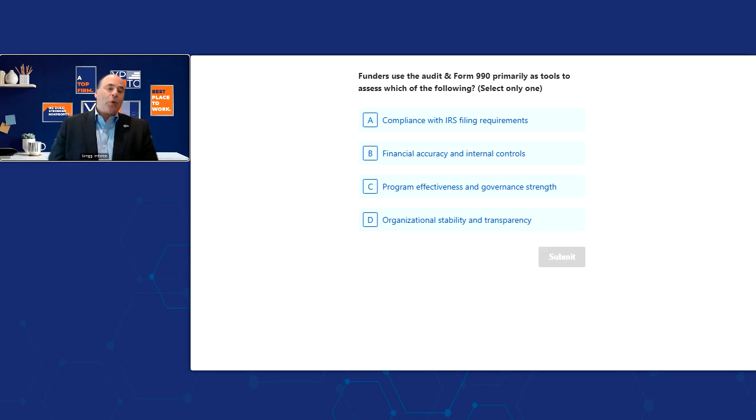So this is going to bring us to our first poll question. Remember, please hit the submit button for it to count. Funders use the audit and Form 990 primarily as a tool to assess which of the following. Is it A, compliance with IRS filing requirements, B, financial accuracy and internal controls, C, program effectiveness and governance strength, or D, organizational stability and transparency? And as you vote, think of the thing that's really the overarching answer here. I think one really stands up and the others really roll into that. Just give you a couple of seconds to answer that question. All right, another 10 seconds here or so. The answers are pouring in. All right, let's see what you all think.